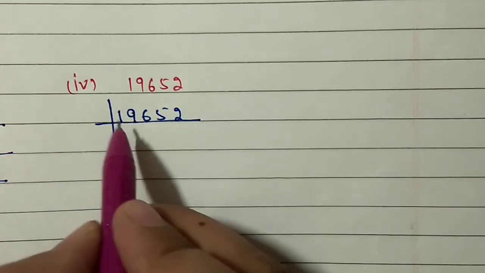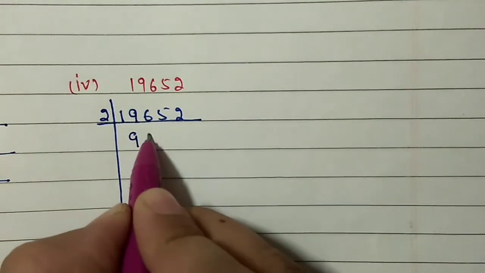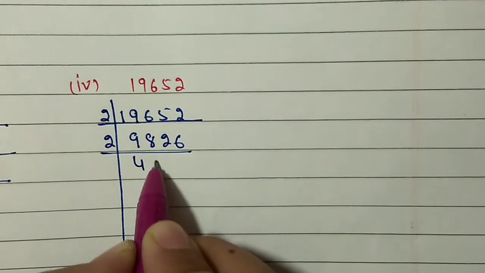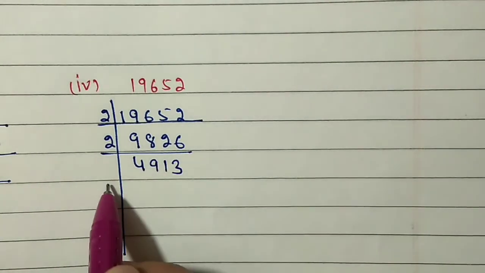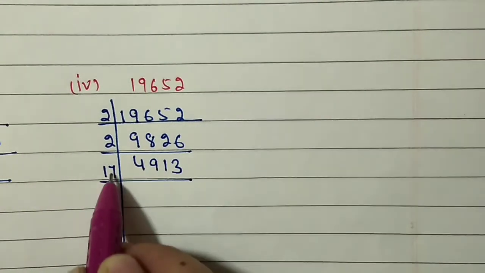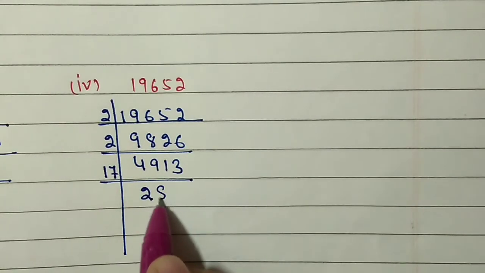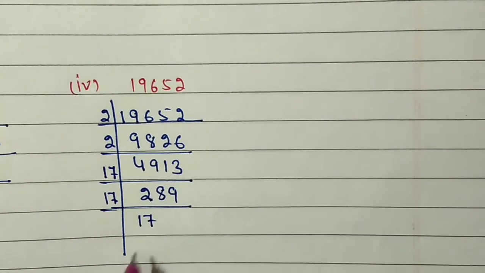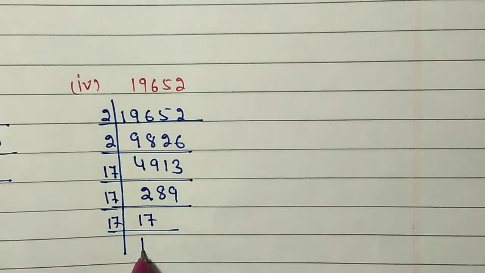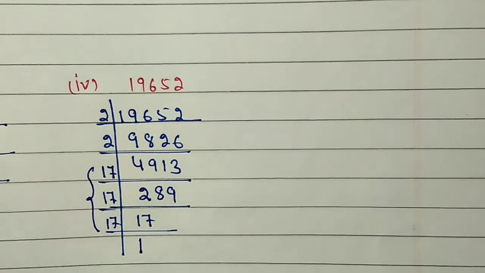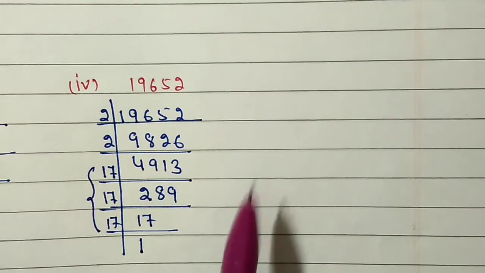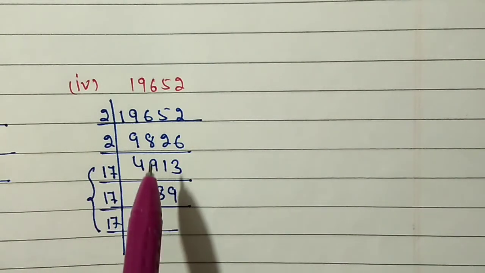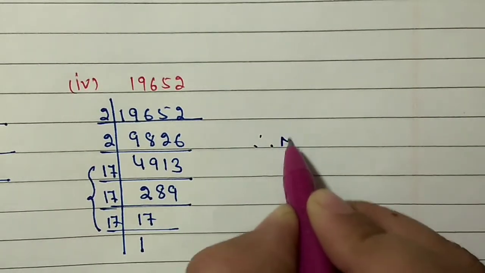Next, fourth part, 19652. So this is an even number. We will start with 2. 2 9s are 18, 2 8s are 16, 2 2s are 4 and 2 6s are 12. Again with 2: 2 4s, 9, 1, 3 times it will go. Then next it will go with 17. 17, 2 times, 8 times and 9 times. Then again with 17: 17 17s are 289 and 17 1s are 17. So you can see here these three 17s are in triplet form, but we have only 2 2s here. So we need one more 2 to make it a perfect cube. So therefore the number to be multiplied is equal to 2.